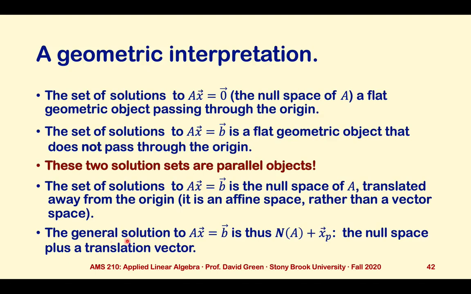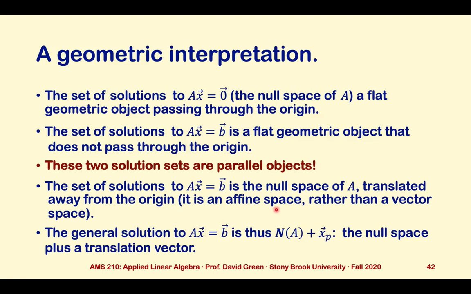And the general solution, why is the general solution this null space plus the particular solution? Because all we need to do to find this general solution to this translated system is take the parallel system of the null space and translate it by this particular solution. The particular solution is the translation vector, or a translation vector, that we can use to achieve this. It's important to note that xp here can be any solution to Ax equals b.